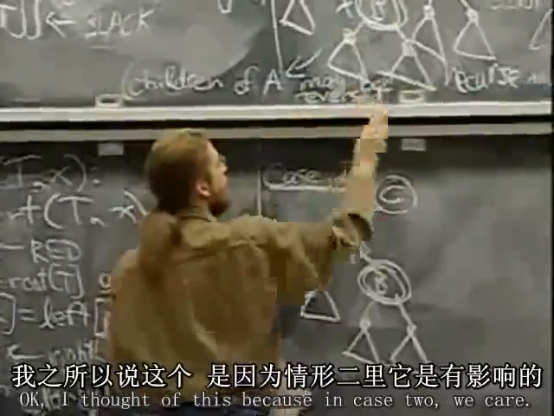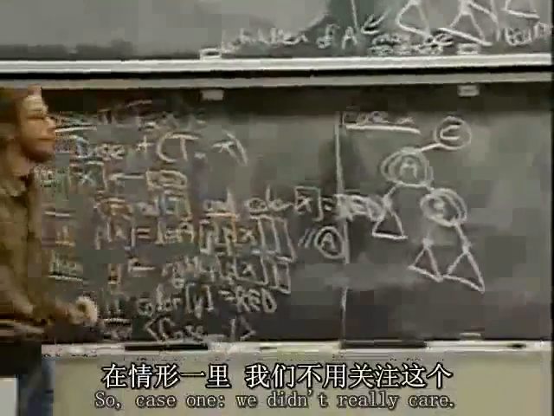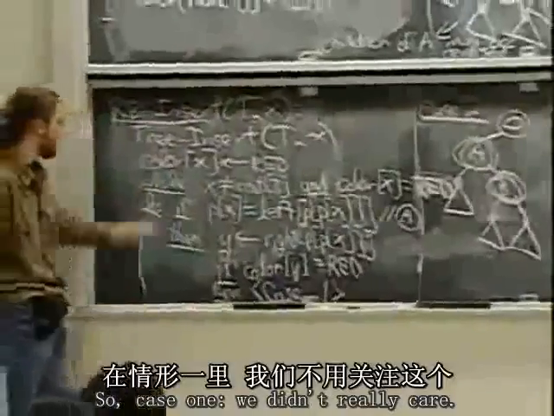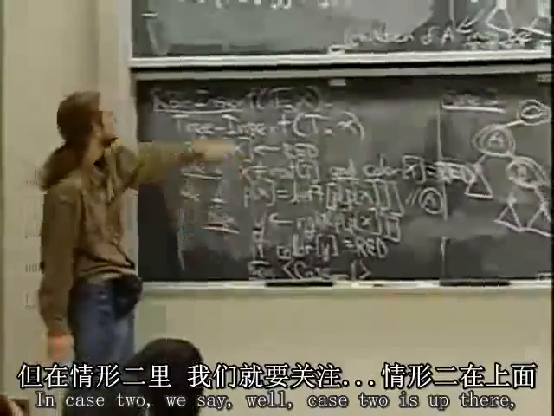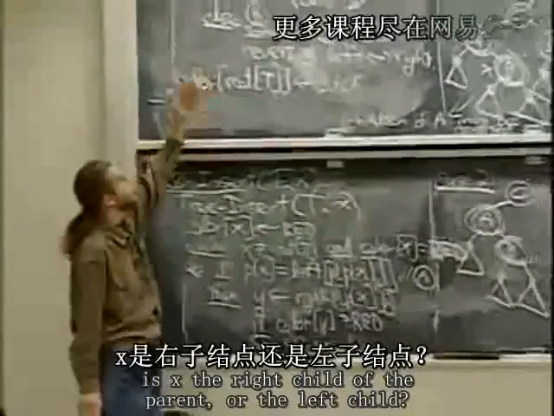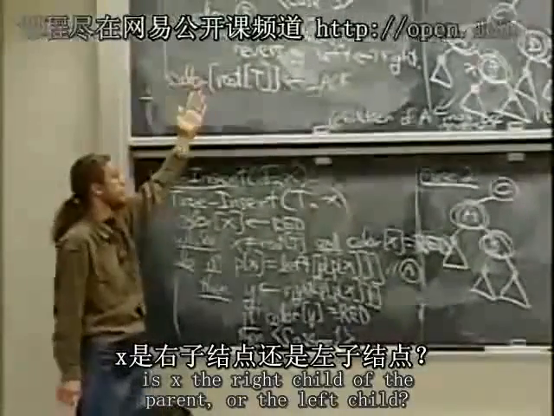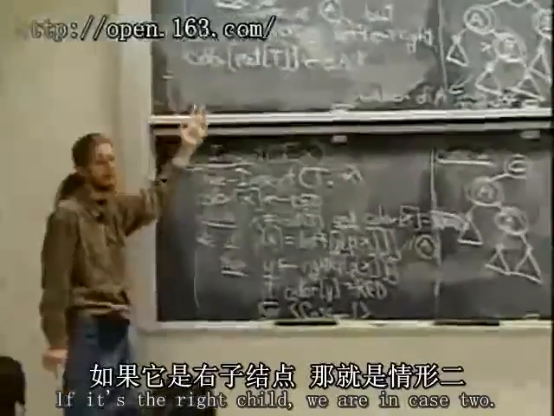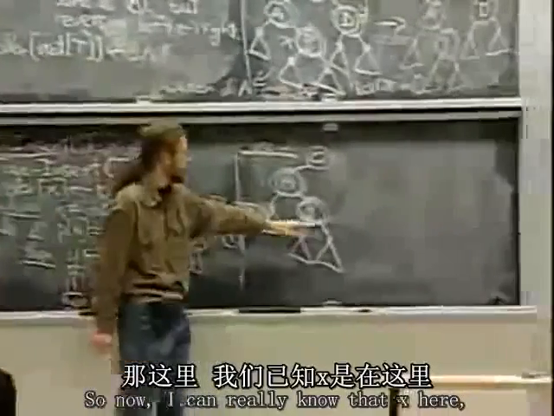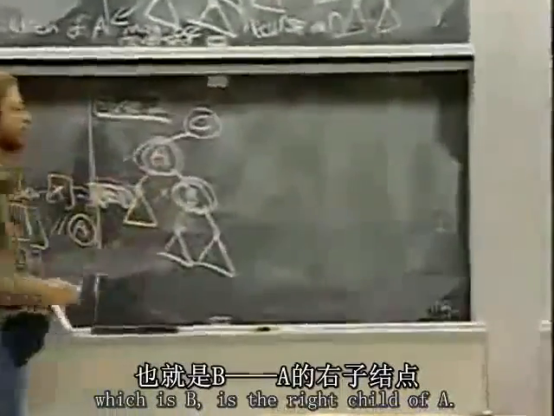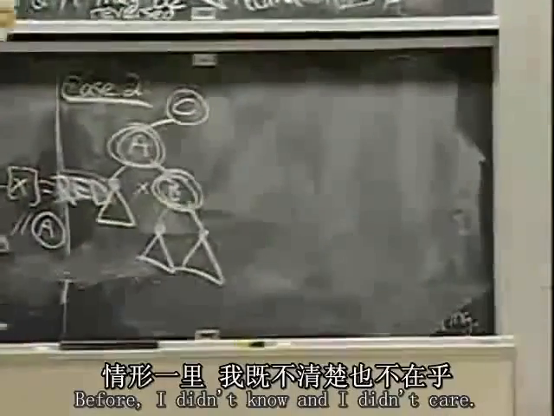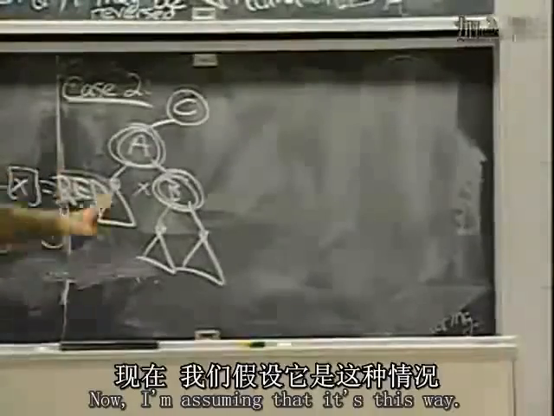Okay, I thought of this because in case 2 we care. So case 1 we didn't really care. In case 2 we say, well, case 2 is up there. Is X the right child of the parent or the left child? If it's the right child, we're in case 2. So now I can really know that X here, which is B, is the right child of A. Before, I didn't know, I didn't care. Now, I'm assuming that it's this way.